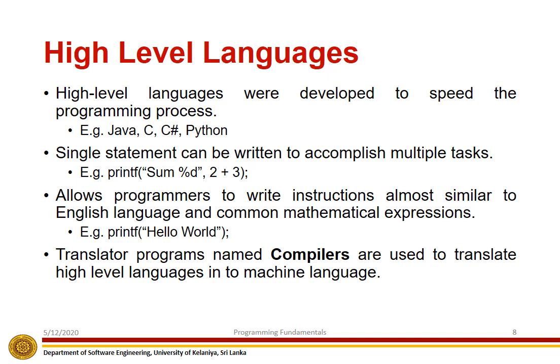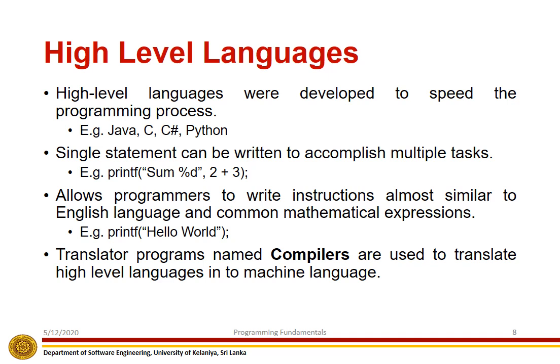Here I give an example of C code. In here we can add two numbers, 2 and 3, and print the summation of that. And high-level languages allow programmers to write instructions almost similar to the English language and common mathematical expressions. Here also the example is C code. It prints hello world. It gives the printout of hello world.